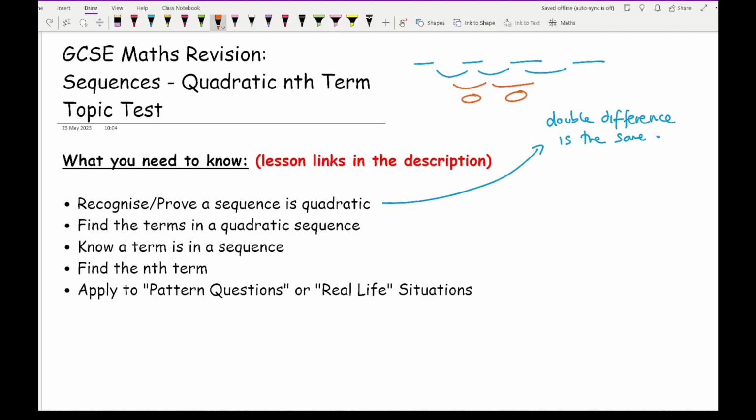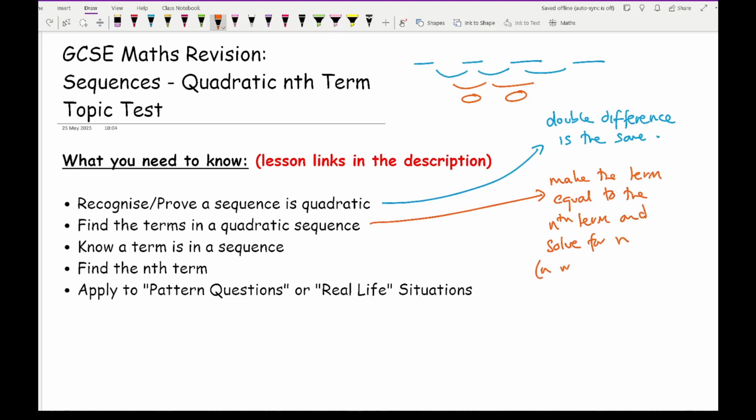Then to find the terms in a quadratic, for this what you want to do is make the term equal to the nth term and solve for n. Now n must be a positive whole number in order for it to be in the sequence. Alternatively, what you could do if you're asked to find the 10th term, which kind of leads into the next point, is just basically sub n into the nth term.